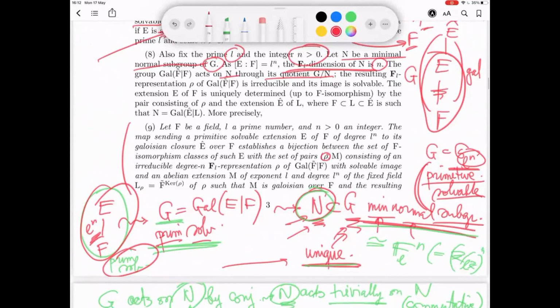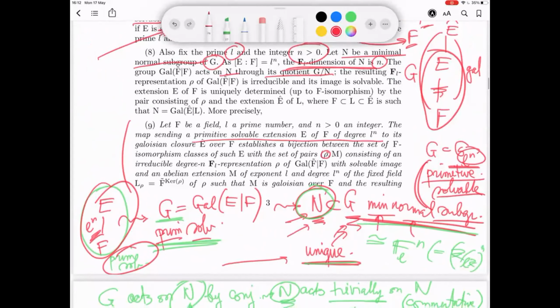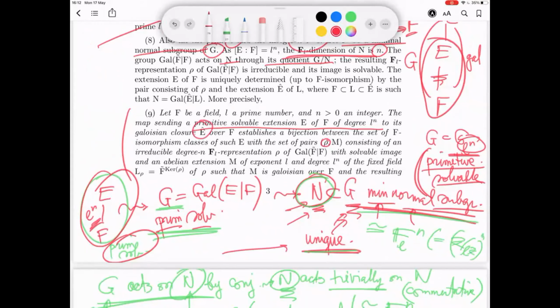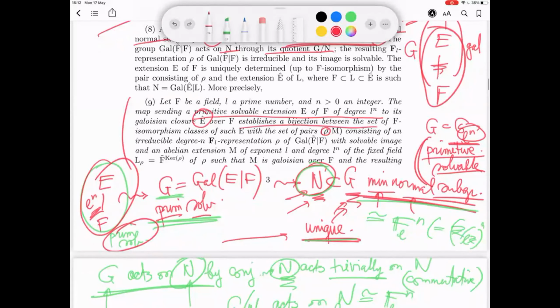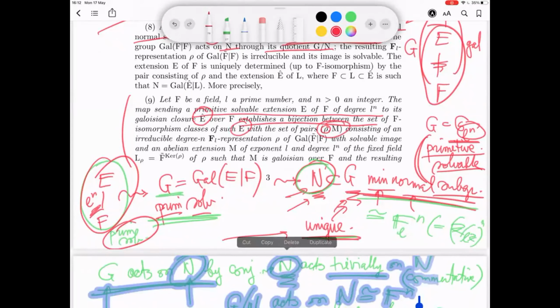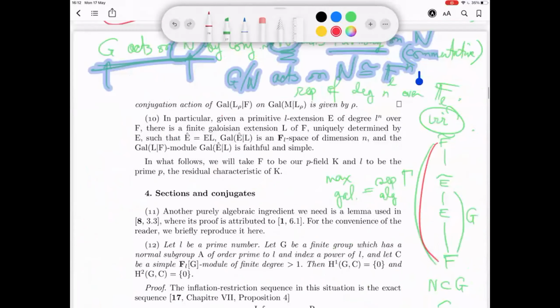So the map sending a primitive soluble extension E of F of degree L to the N to its Galois closure E hat establishes a bijection between the set of F isomorphism classes of such E to the set of pairs rho, comma, M. So I've just explained what this rho is. Rho is this representation.